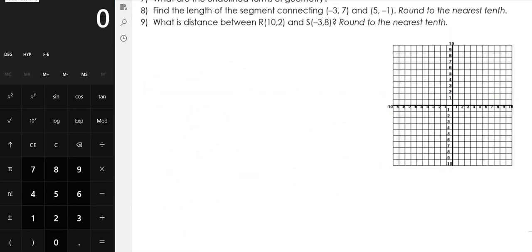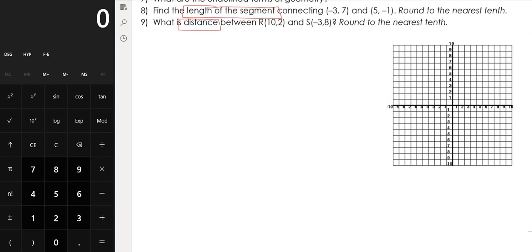On to number 9. What is the distance between r, 10.2, and s, -3.8, round to the nearest tenth? Okay, so they're asking you for the distance between the 2 points. Number 8 asks you to find the length of the line segment. I want you to understand that this is the same exact question.